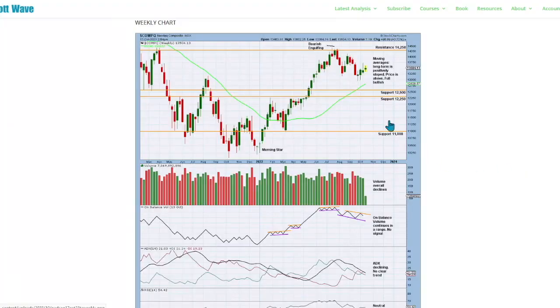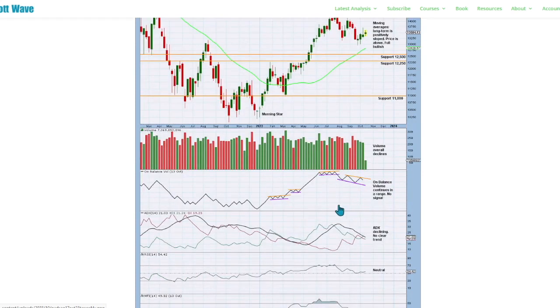On the technical weekly chart, price has continued to consolidate within support at 12500 and resistance at 14250. Volume has overall declined. This current candlestick is incomplete, so we cannot draw any conclusions from that, though we can see that it has steadily declined in the last few weeks. On-balance volume continues in a range with no signal.